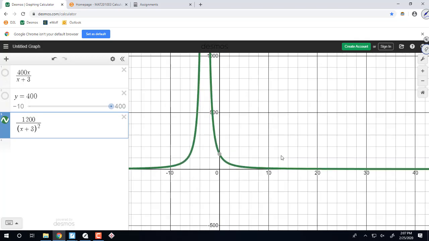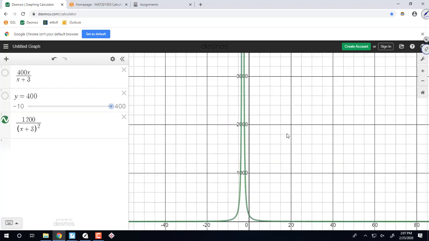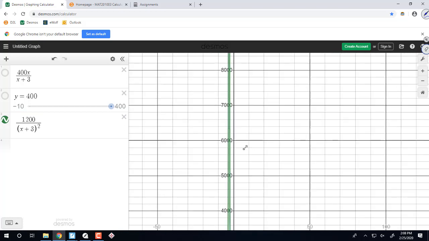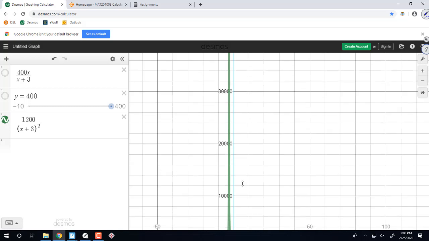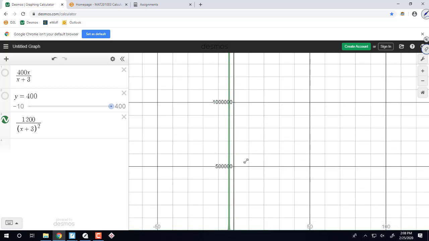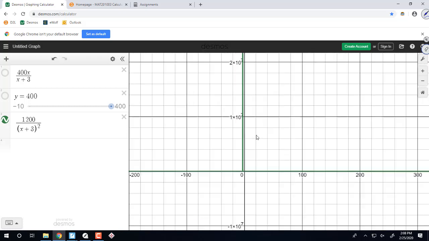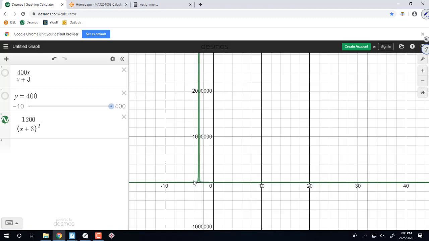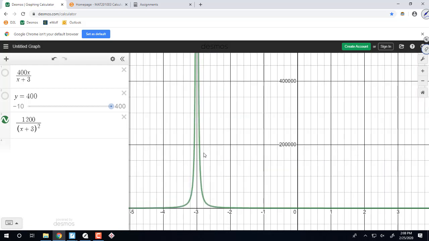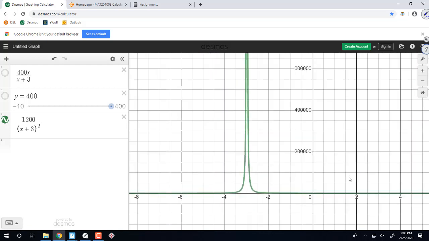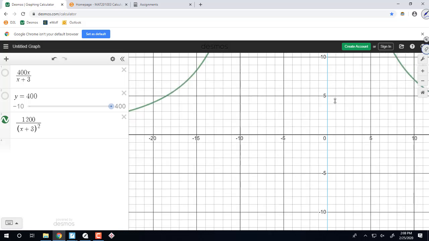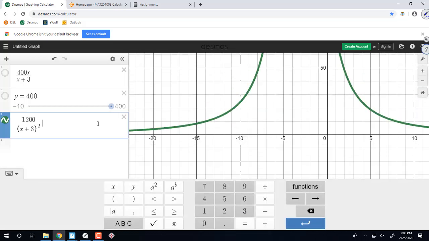Is that right? Have to scale this a little bit more again. No, now it's unrecognizable. I'm looking for this thing up here. Well, that's now approaching an asymptote. Let's go back home. Let's show this.